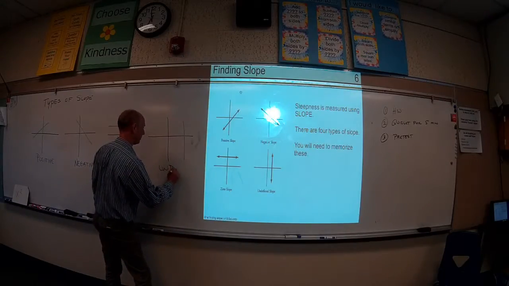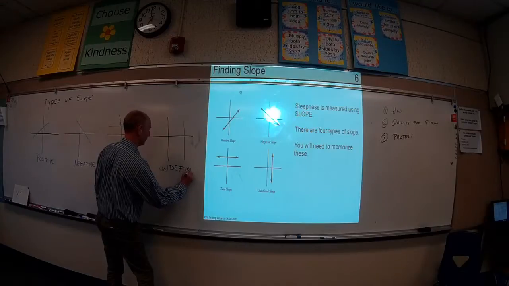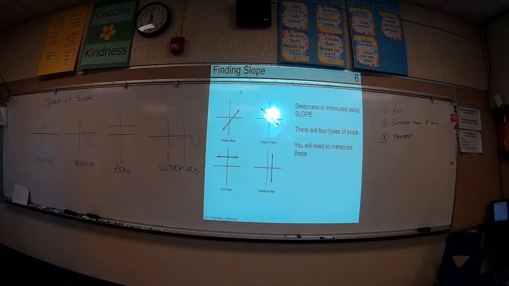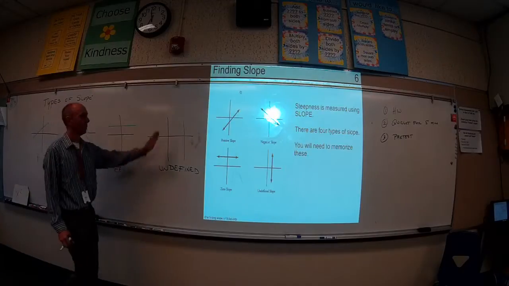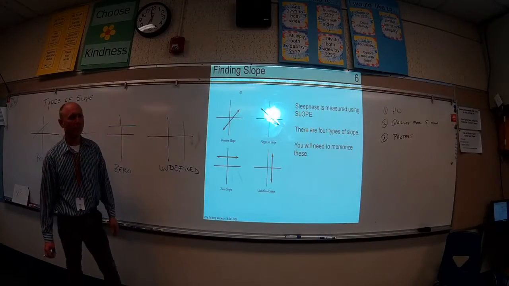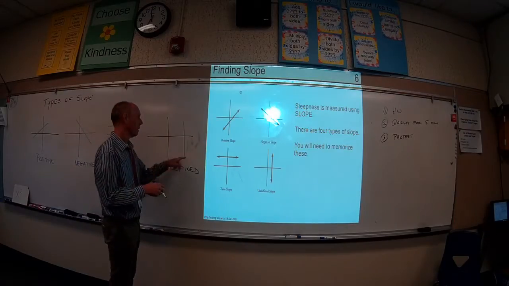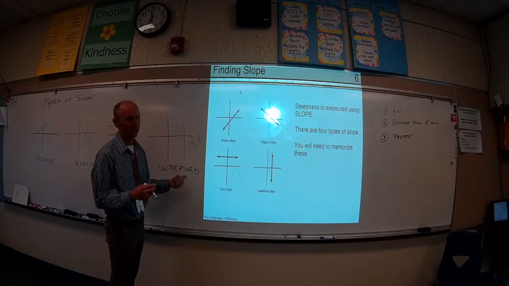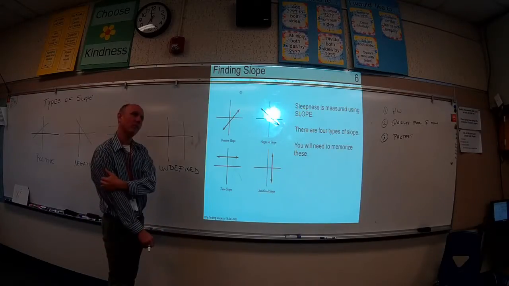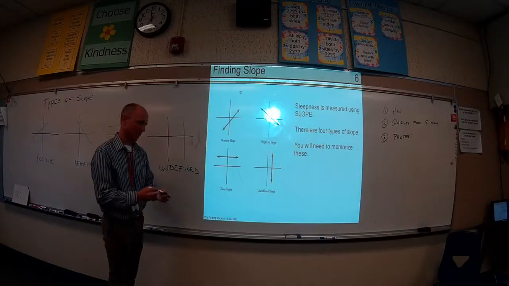Undefined. These are the 4 types of slope. Wouldn't undefined be like straight? It's straight up, yes. It's called undefined, and we'll get to it hopefully. It's undefined because there's a division by 0 that would occur, and you can't divide by 0. It'll make more sense.